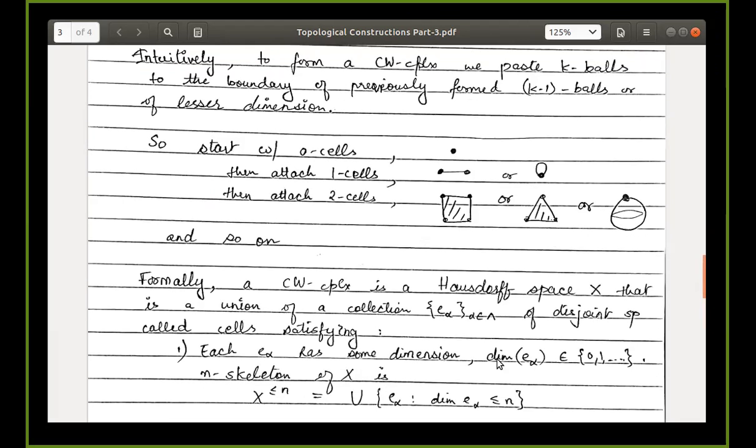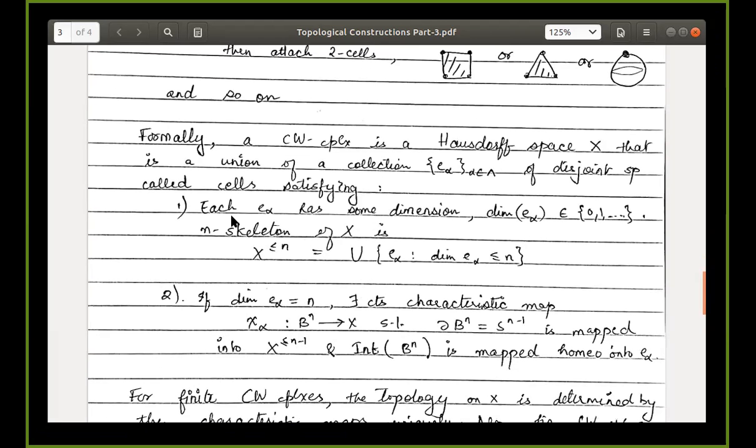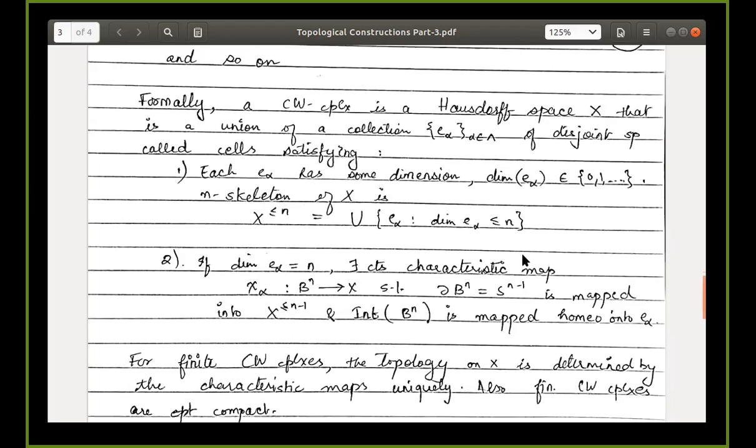E alpha being of dimension 0 means just the points. E alpha being of dimension 1 means a closed line interval. E alpha being of dimension 2 is a convex hull of points in R2 and so on. So these are your cells. And the n skeleton of X, where X is the space which we are defining as a CW complex, is the collection of all these cells which are of dimension at most n. Okay, the most intuitive one.